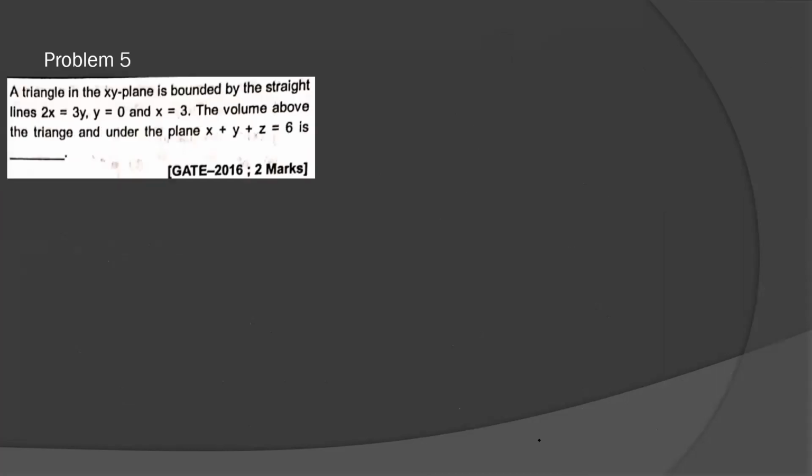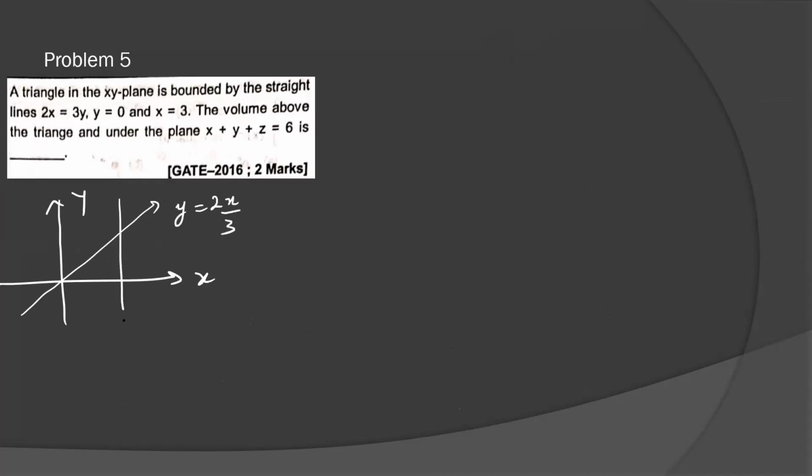Let's see the next problem. You have a triangle in the xy plane, bounded by y equal to 2x by 3 and x equal to 3.